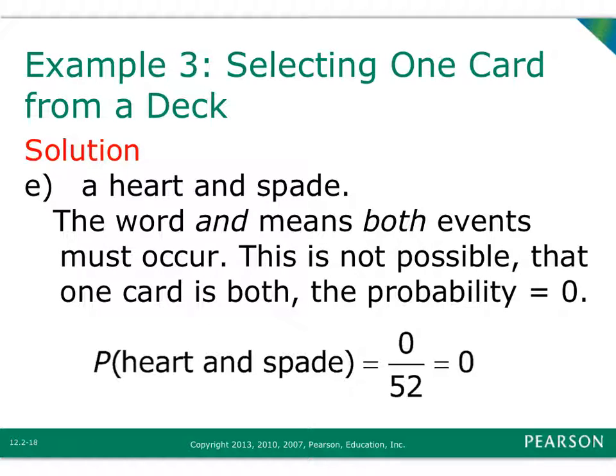So now we're asked to find the probability of a heart and a spade. The word "and" means both events must occur at the same time. For one card, it's not possible. So one card cannot be both a heart and a spade. So the probability has to be 0. In this case, the probability of a heart and a spade is equal to 0.